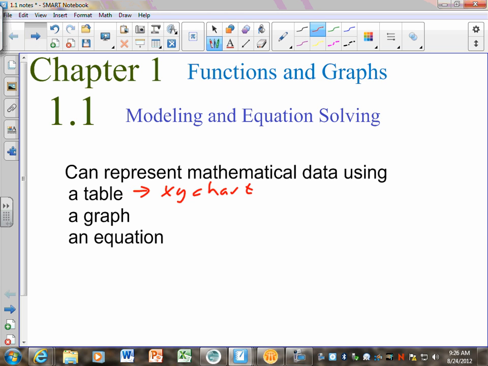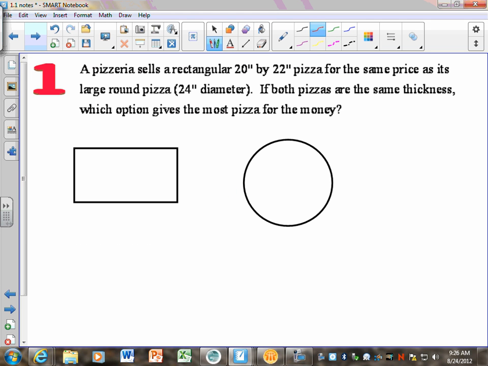So we're just going to jump into a little problem here. You don't have to write every word of this, maybe just the important information. But it says a pizzeria sells a rectangular 20-inch by 22-inch pizza for the same price as its large round pizza that is 24 inches in diameter. So we have a rectangular 20 by 22 pizza and a round 24-inch diameter pizza. If you only wrote down those things I underlined, that's enough.